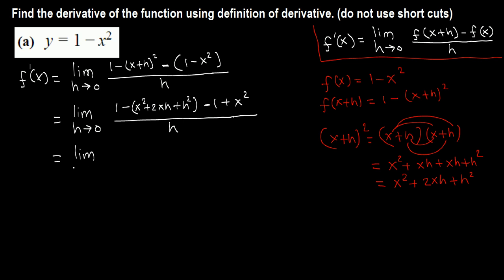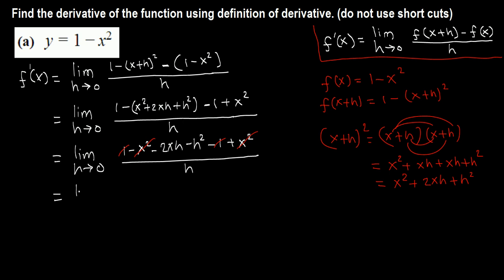So limit as h goes to 0, of 1 minus x squared minus 2xh minus h squared, and we have negative 1 plus x squared. Now we need to simplify the top. If we look carefully, negative x squared and positive x squared cancel, and positive 1 and negative 1 also cancel. Okay, and limit as h goes to 0, h on the bottom.